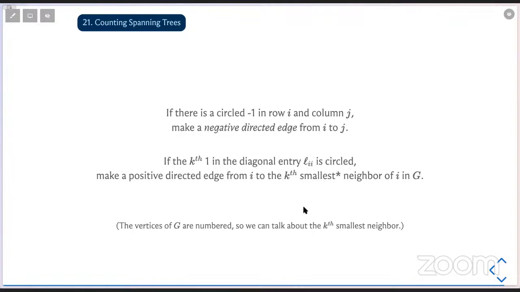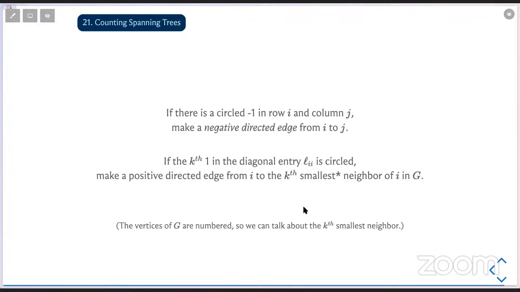And now from the diagonal entries, if we have pulled out one of the plus ones sitting in a diagonal entry sum, then basically what we are looking at is a positive edge. And again, it's oriented from the ith diagonal entry, so the edge starts from the ith vertex. But where does it go? Well, if the kth one is circled, then it goes to the kth smallest neighbor of i.